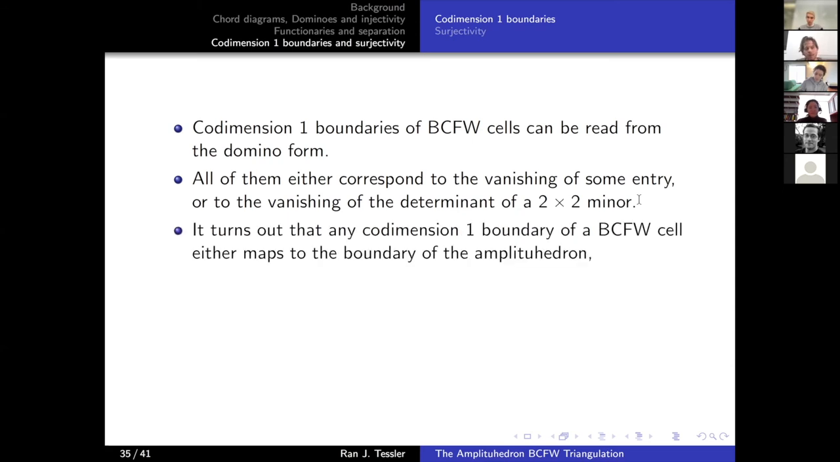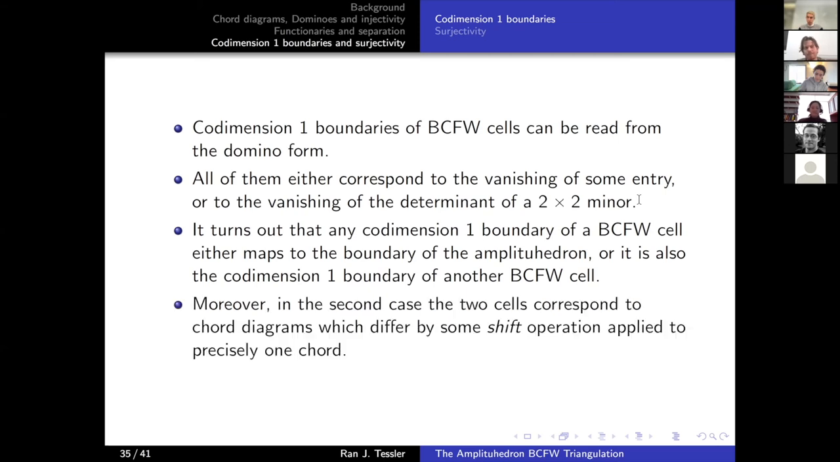Now, some of these boundaries are seen to map to the boundary of the amplituhedron, as I said before, while others are also boundaries of another cell. What is nice about the chord diagram description is that it also tells you that when you have two neighboring cells, meaning two cells which share a codimension one boundary, the chord diagrams will also be pretty similar. By that I mean that they will be the same chord diagram up to some shift operation that is applied to one of the chords.